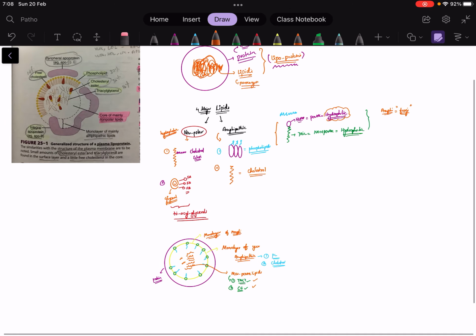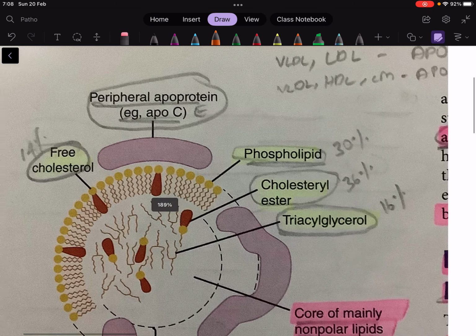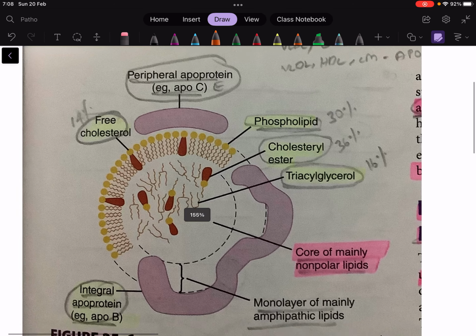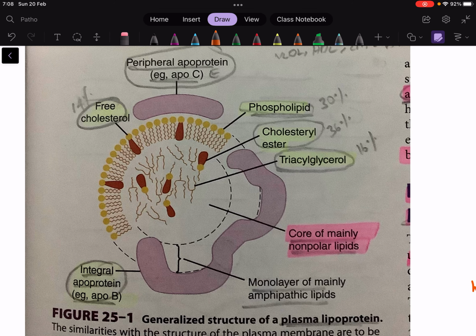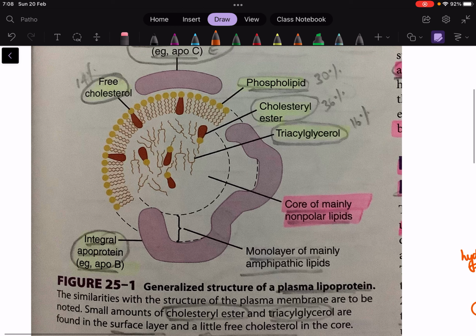I will just show you this diagram. As you can see here, this image is taken from your biochemistry textbook. So I already told you there is a core of mainly non-polar lipids. All these randomly arranged things are your non-polar lipids. Non-polar lipids include your cholesterol esters and triacyl glycerols.